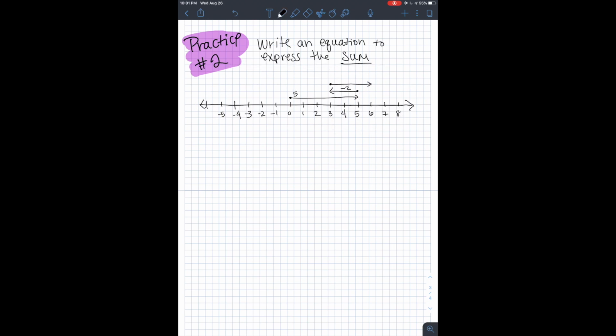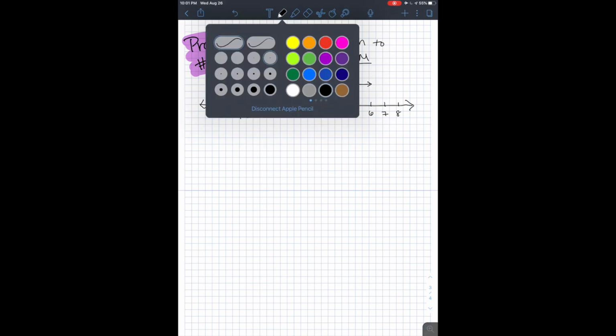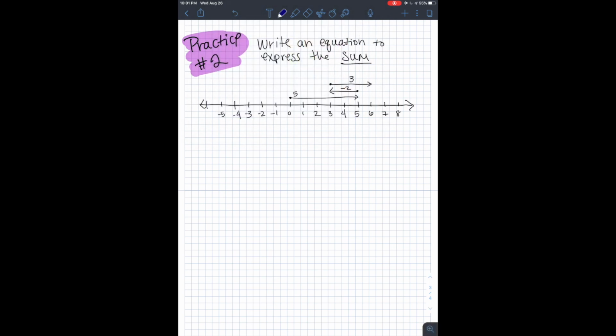I'm just going to move that out of the way so I have a little bit more space. So we went again to the right 3 more spaces. Go ahead and try and figure that out. Okay, so we started at 0, went to the right 5. So we started with 5. Okay, then because we're going from where 5 was back to the left, that means that's -2. So we're adding -2 to that 5 value there.